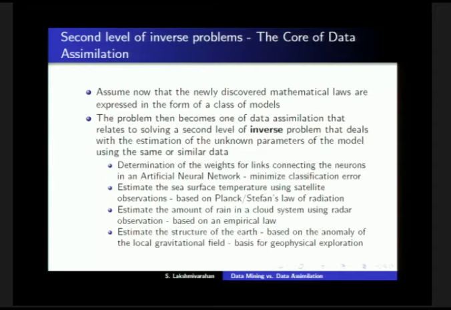So you have concrete examples from your own experience. What is that? I would like to be able to tune the weights such that I minimize the classification error. Estimate the sea surface temperature. I want to talk about this now for a few minutes.